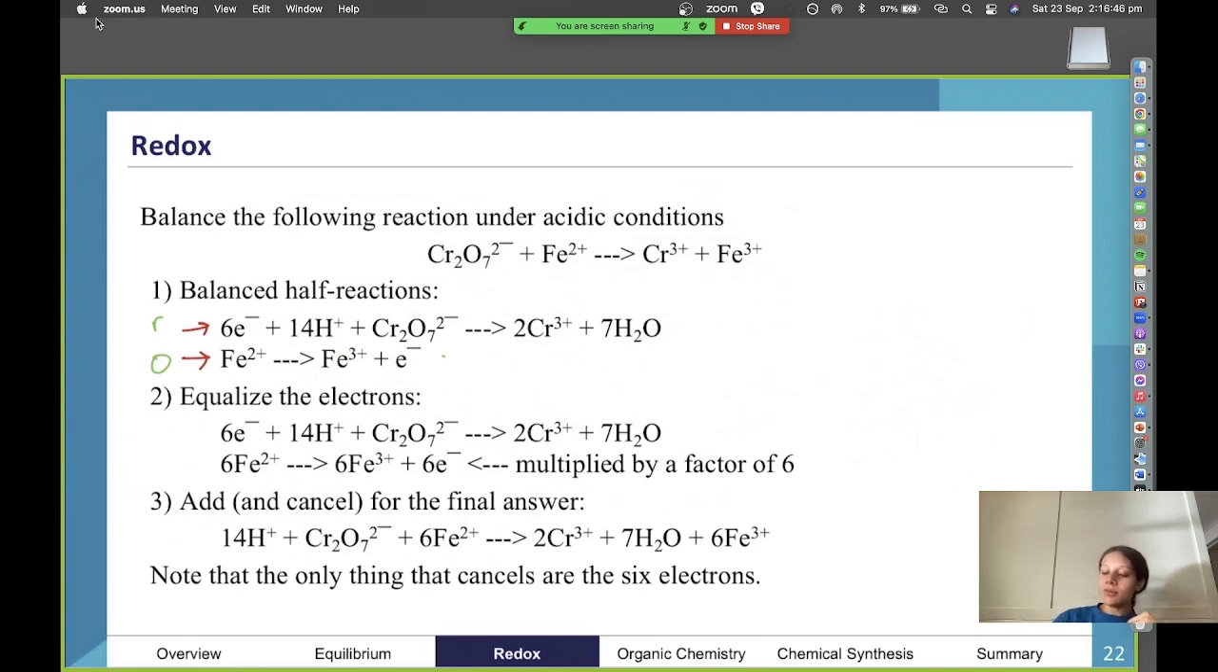That means if we multiply our bottom one by a factor of 6, that will give us 6 electrons on the right-hand side, which means that when we add up all of our reactants and products together into one big equation, the electrons will cancel out, which is always what we want. In this question, the only thing that ends up canceling out when we combine are the 6 electrons. So our final answer for the balanced equation is this one here.